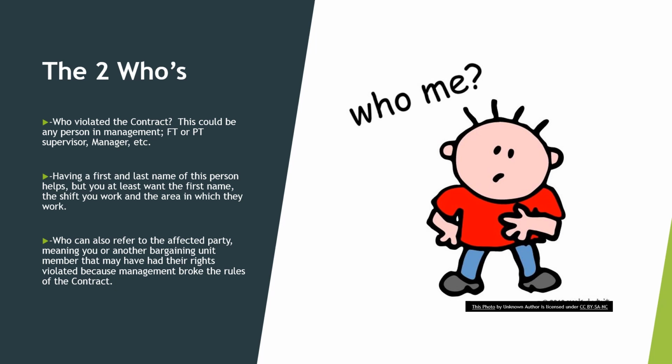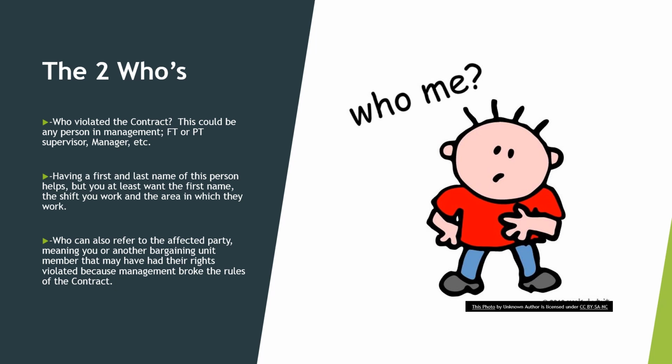The 2 who's. So first of all, who violated the contract? This could be any person in management. It could be a full-time supervisor, part-time supervisor, manager, any management person that decides to violate the collective bargaining agreement could be issued a grievance for their part. Now, when you address this individual, you want to have a first name and a last name if you can, but at least have the first name, the shift you work, and the area in which they work.